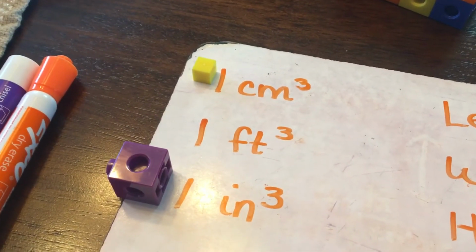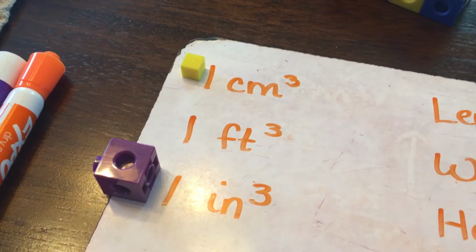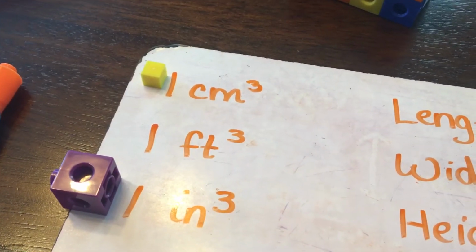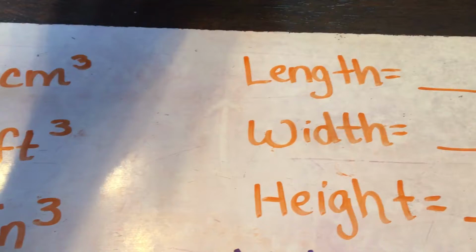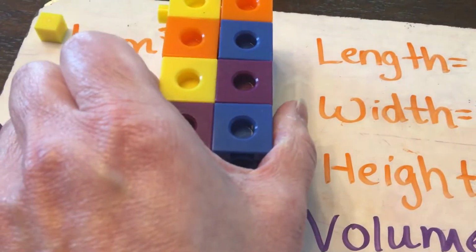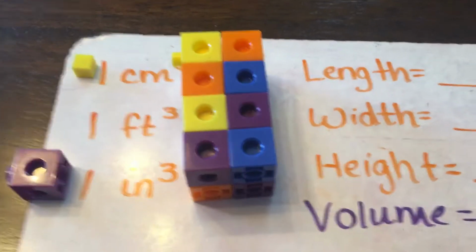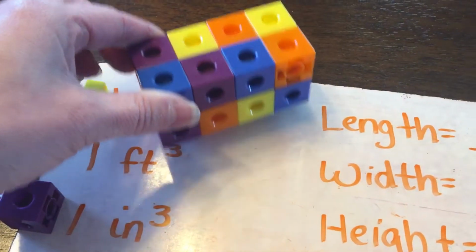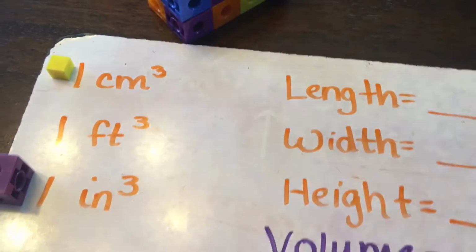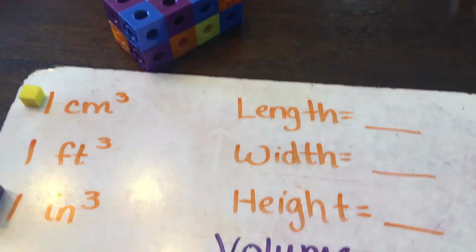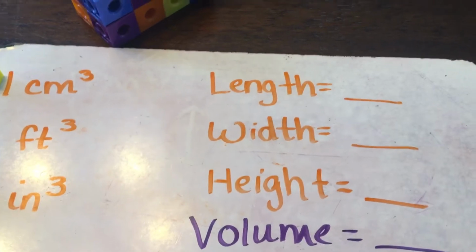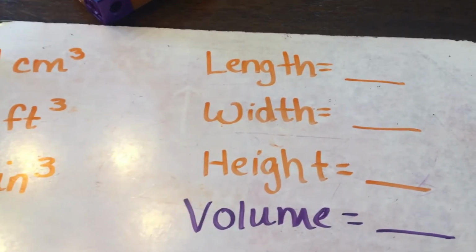So what we're going to do today is talk a little bit about the formula for finding volume. Right now you guys have just been counting cubes, looking at the base, the top of it, and then finding out how many layers are on it. Well, today we're going to talk about the formula for that, which means I take my length and my width and my height and put it all together to find my volume.